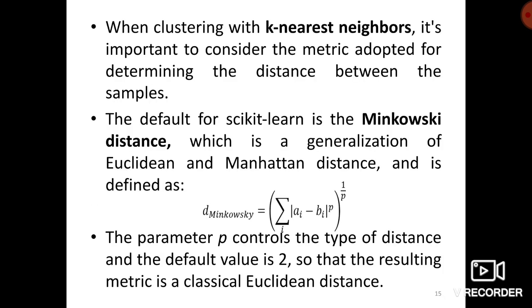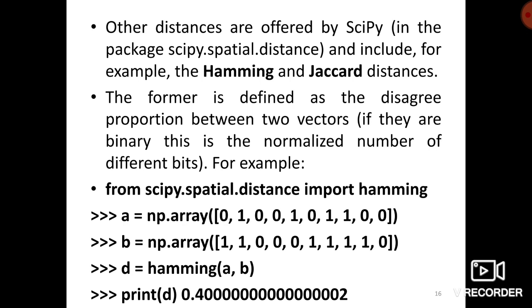Now when clustering with k nearest neighbors, it is important to consider the metric adopted to determine the distance between the samples. Basically, we can measure the samples by using the Hamming and Jaccard distances. The Hamming distance is formally defined as the proportion of disagreement between two vectors, and this is the code related to the Hamming distance, and this is the output of the following code.